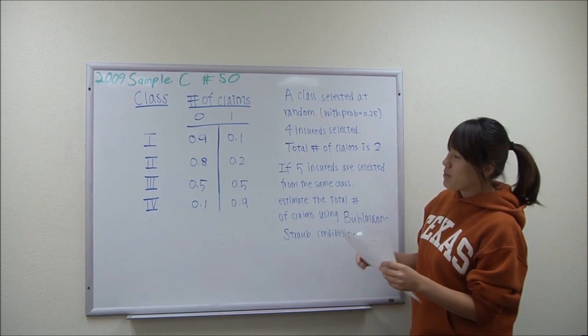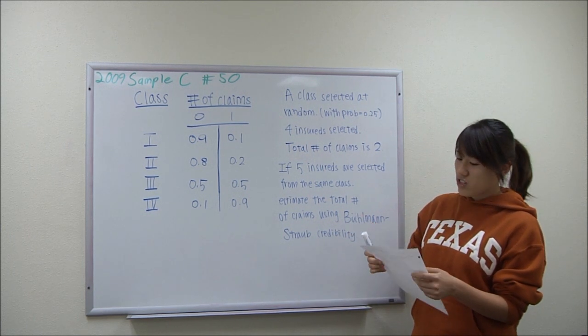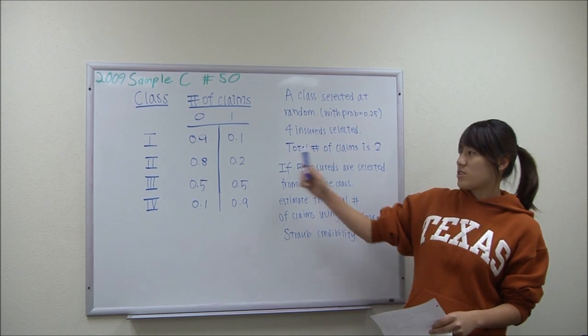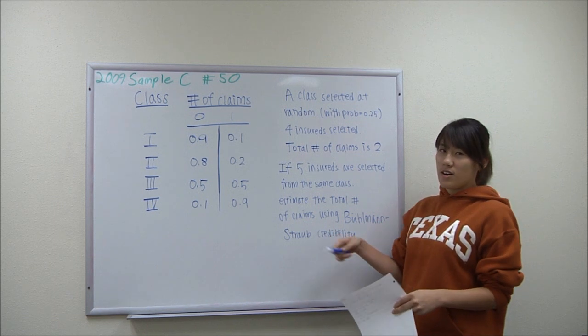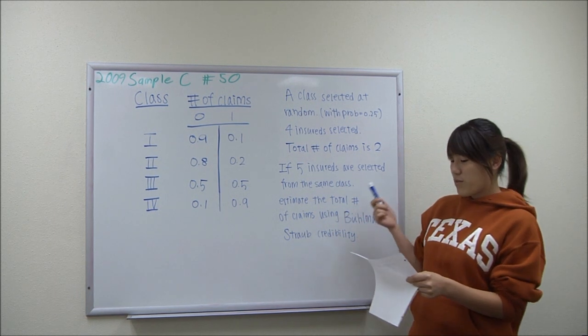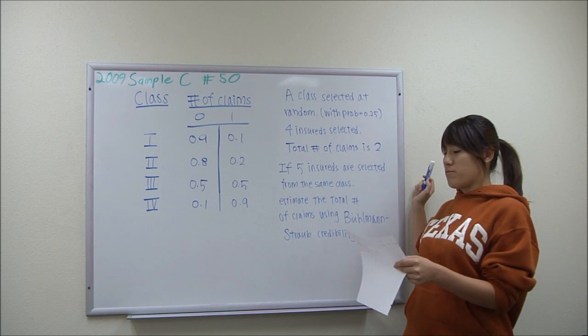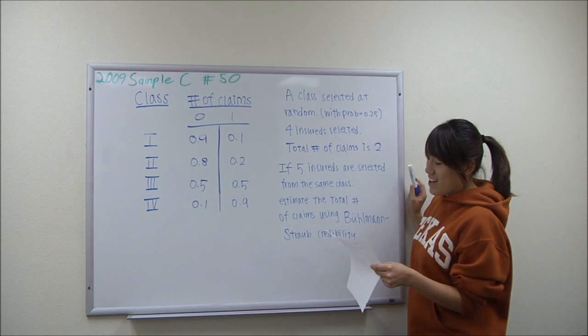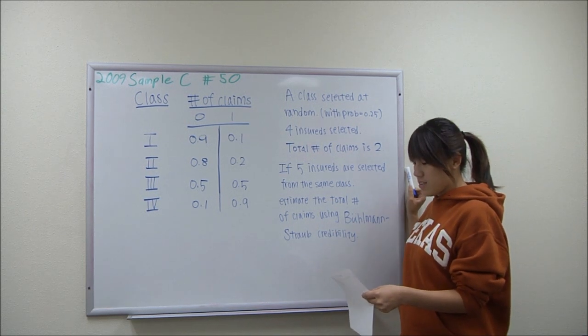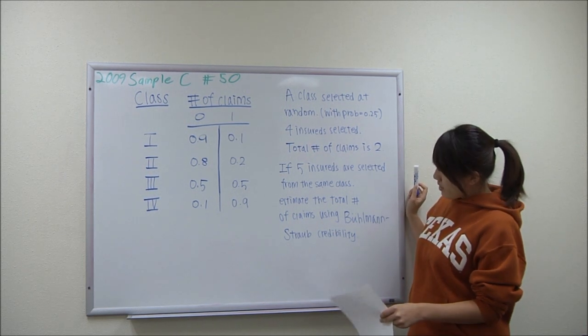So in this problem, we have 4 classes of insured, and each of them has 0 or 1 claims, and those are the probabilities that the claims can occur. The classes are selected at random, so each of them has probability 0.25. And 4 insureds are selected at random from each class, and the total number of claims is 2.